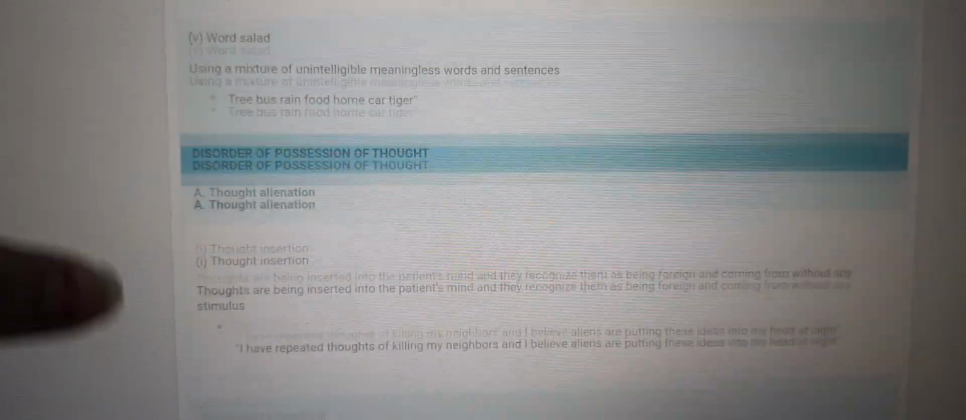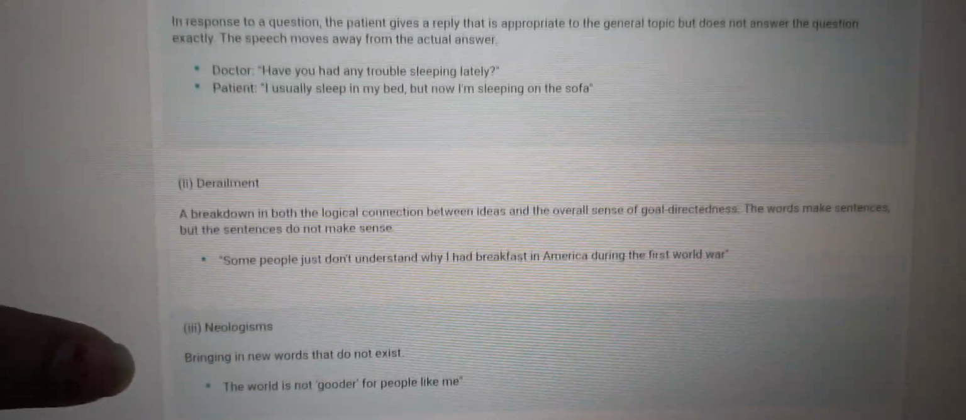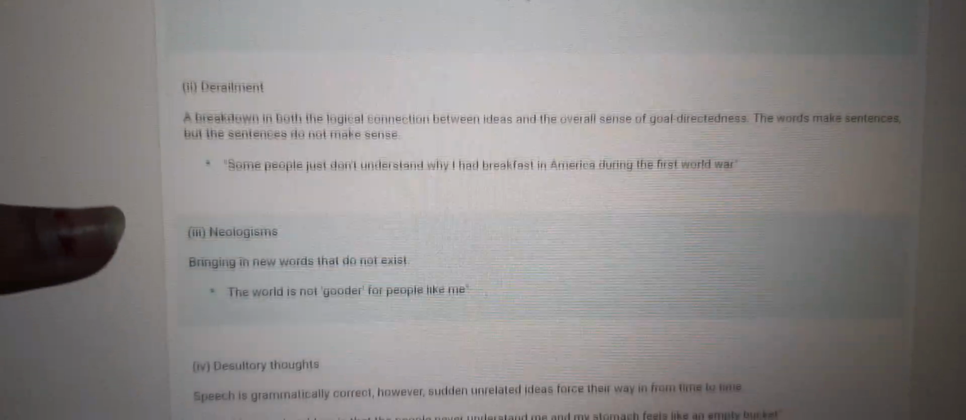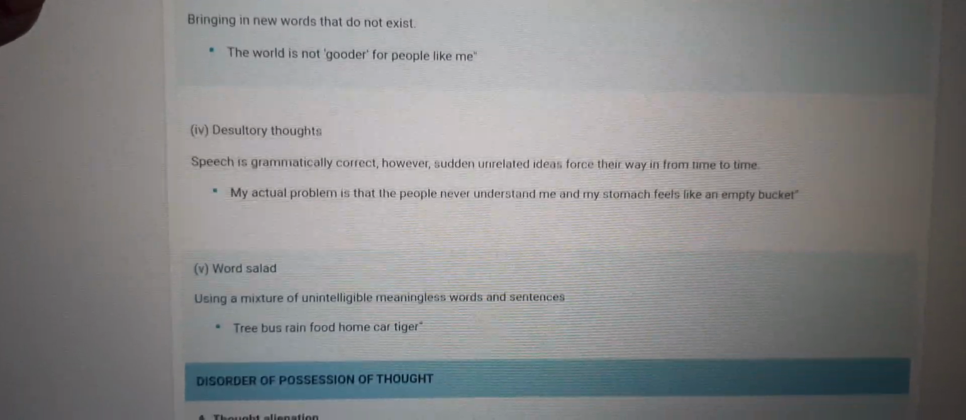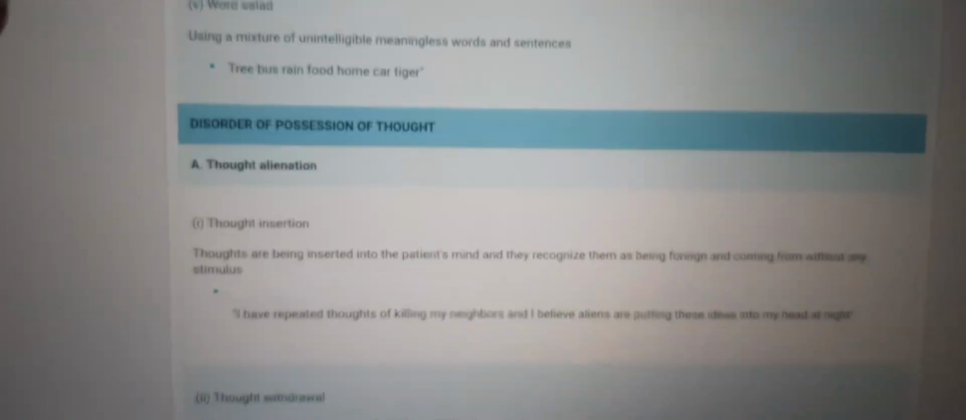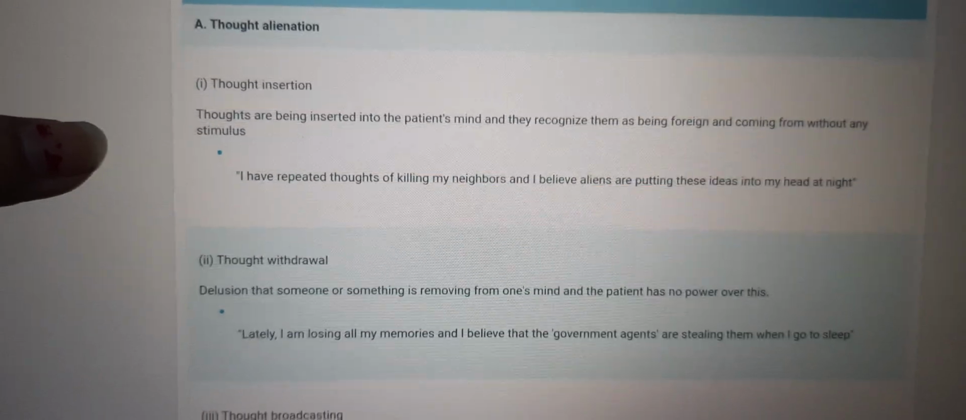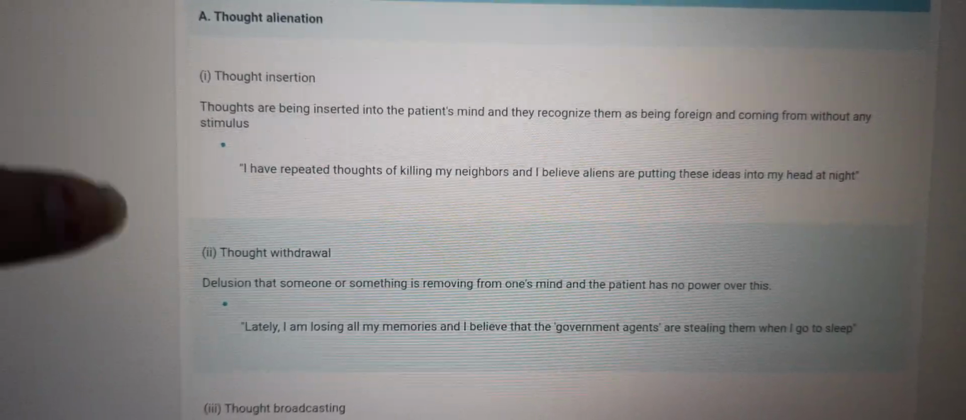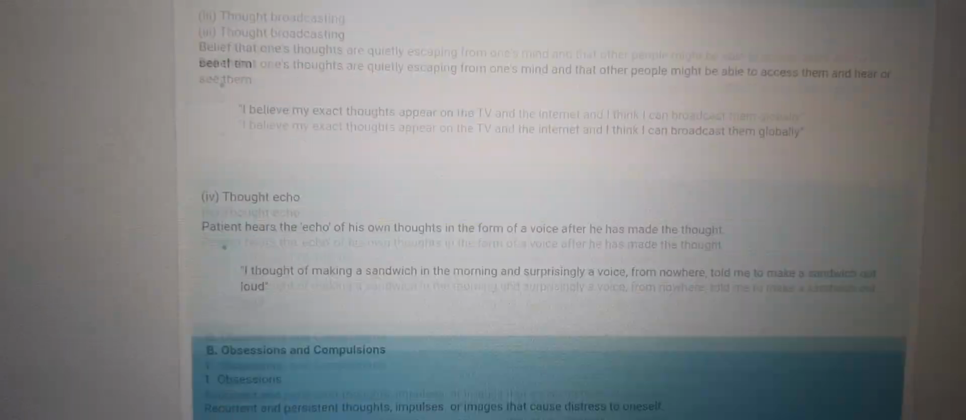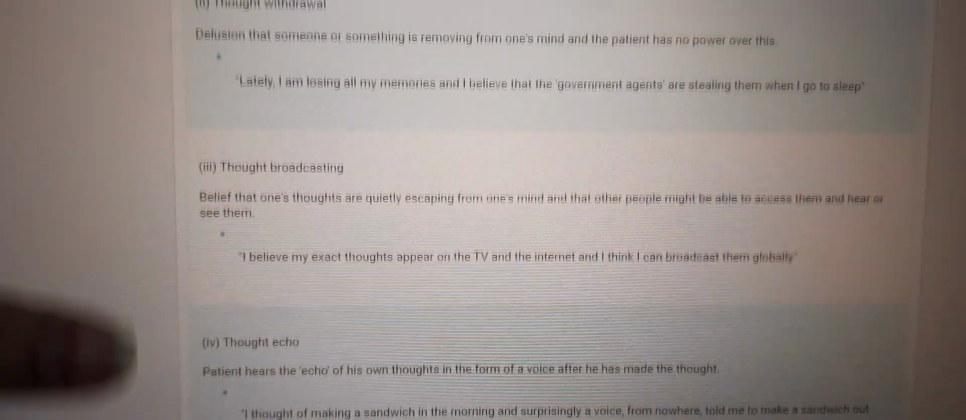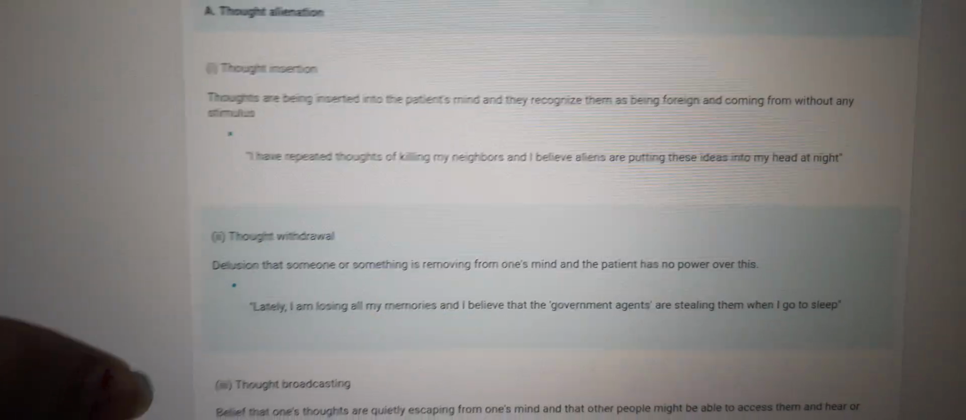So these were disorders of form of thought. In form of thought, what are included? Tangentiality, derailment, neologism, desultory thoughts and word salad. Now we will study disorder of possession of thought, which includes thought alienation. First part is thought alienation. In thought alienation, there are 4 parts: thought insertion, withdrawal, broadcasting, and thought echo.